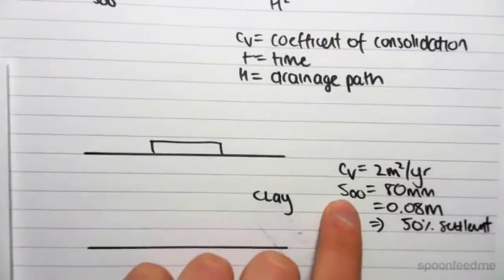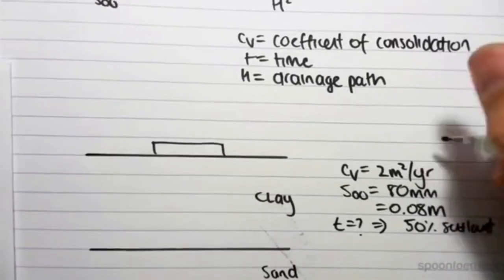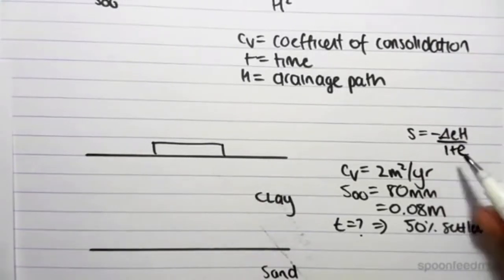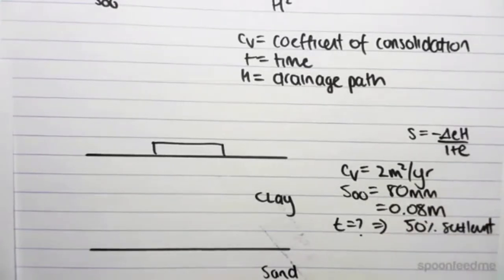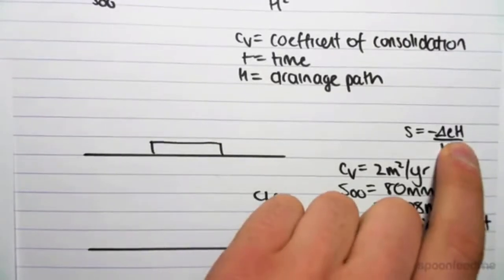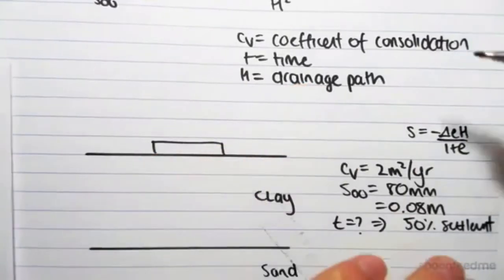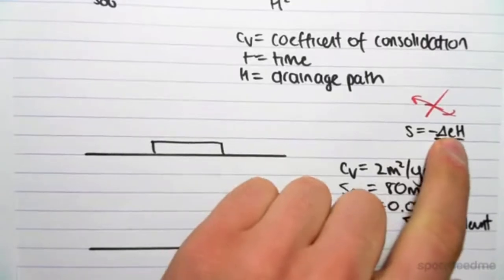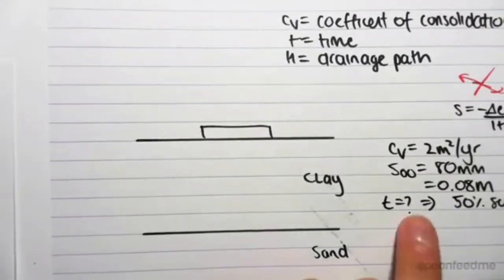You would find this final settlement using the process we've done before by finding the change in void ratio, using that formula S equals minus change in e times H on 1 plus e. So this is what you'd use to find that settlement. Now let's pretend we've found that to be 80 millimeters. And just a quick note once again, this H is the layer thickness for the settlement. This H is the drainage path. So these H's are not the same thing. That H is layer thickness and that H is drainage path. So let's go and do this example.